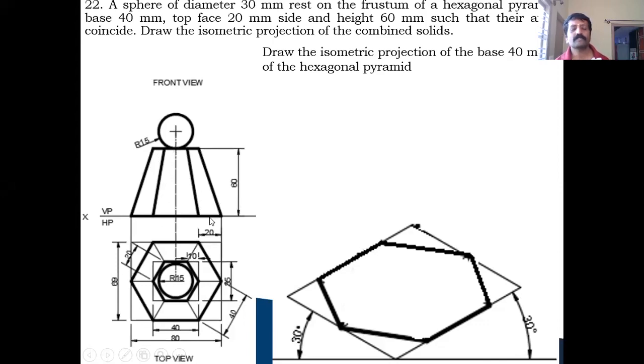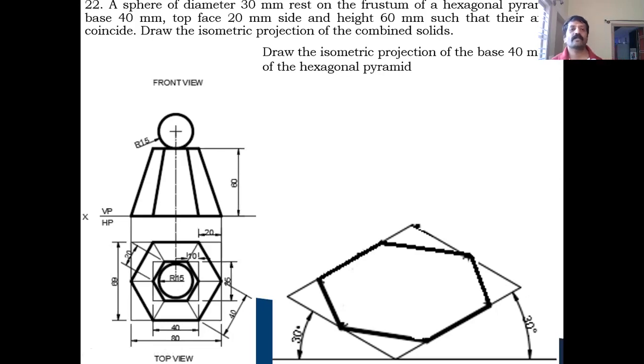You're going to get it like this, and from the center point, the top of this trapezium, you take a vertical line extended, and the radius of the sphere is 15. You take a radius of 15 and cut on that vertical line. From that as the center, you draw a circle of 15 millimeters radius. So like this, you have to draw the front view as well as the top view.